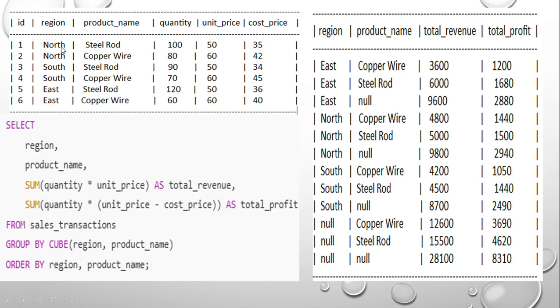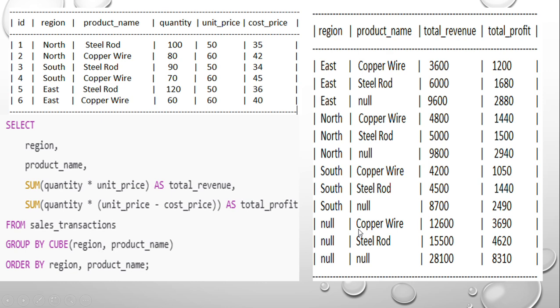Here, for each region I have two products. If we consider each region, I am getting the copper wire total revenue and total profit, and the steel rod total revenue and total profit. But apart from that, for the east region I am also getting the total revenue and total profit after adding up the two products' revenue and profit. For every region, this is how I am getting the values after adding up the total revenue of the products under that region.